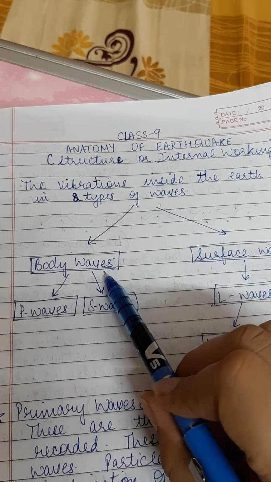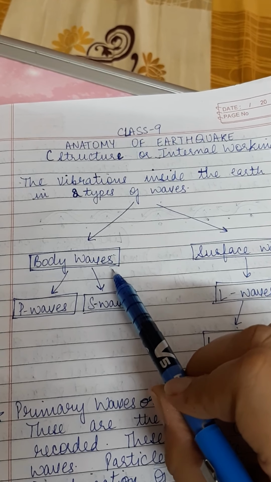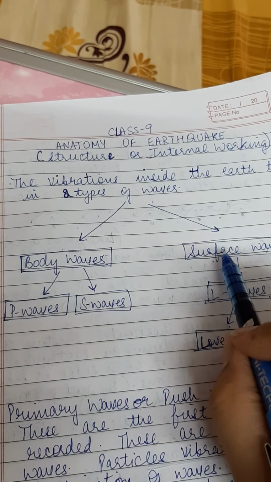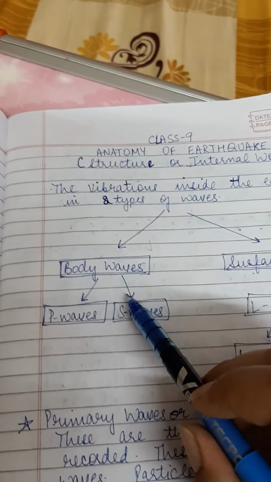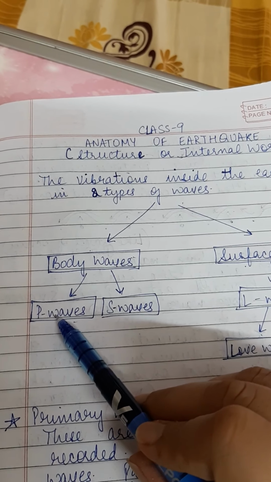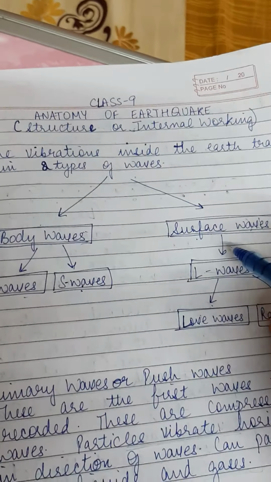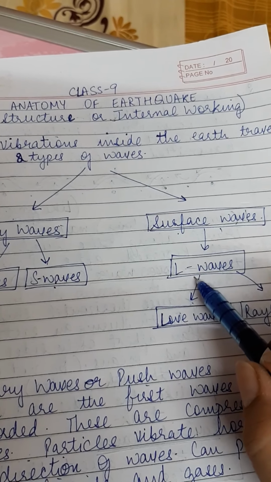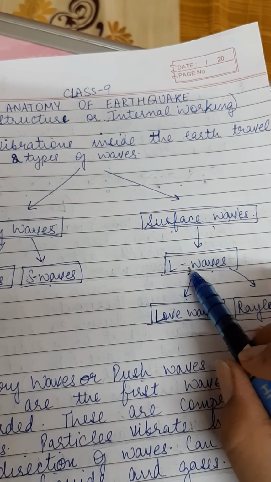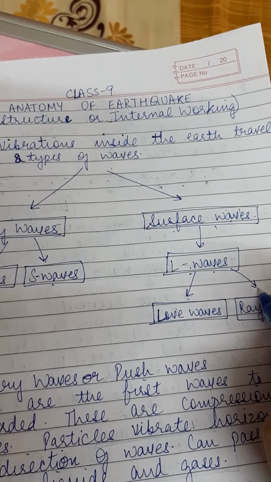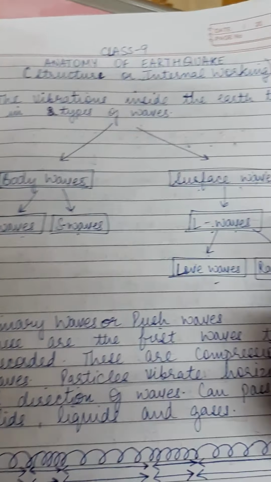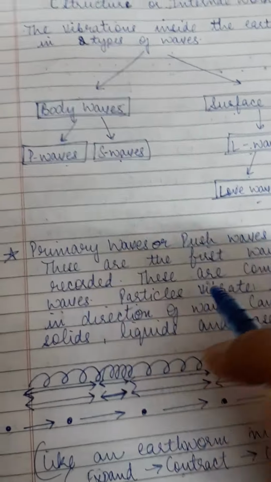Body waves are inside the earth, the waves which move inside the earth, and surface waves are ultimately what reaches the top of the crust. Body waves are of two types: P waves and S waves, that is the primary waves and the secondary waves. Then surface waves have L waves. L waves means the long waves. These long waves again can be divided into two parts: love waves and Rayleigh waves. We'll go through each of them one by one.